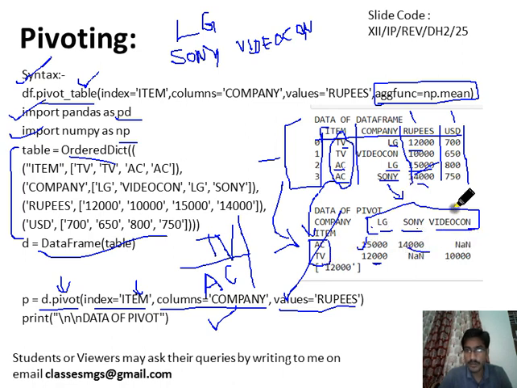Then TV of Sony. TV of Sony is not there. TV LG, TV Videocon, but TV of Sony is not there. So NaN will come. Now AC of Videocon. AC of Videocon is not there. So NaN will come. And then TV of Videocon. TV of Videocon is there, 10,000. So 10,000 will come. So this is how the new pivoted data frame will come.